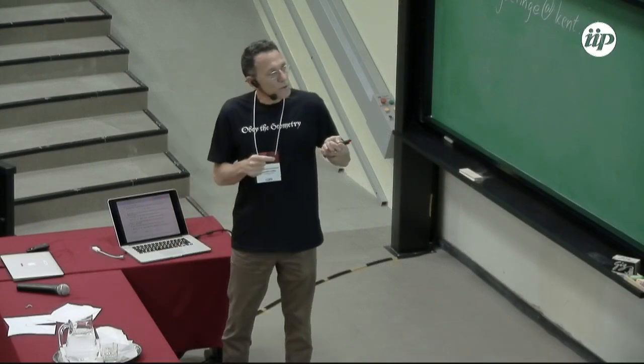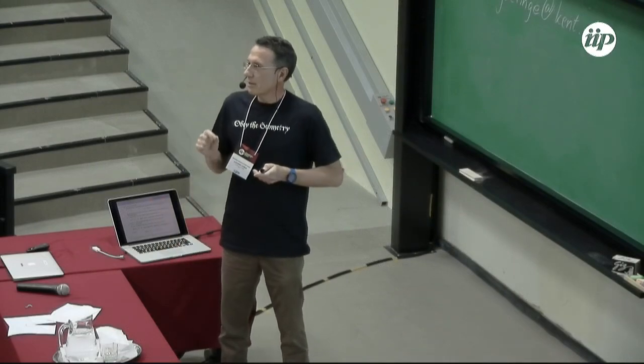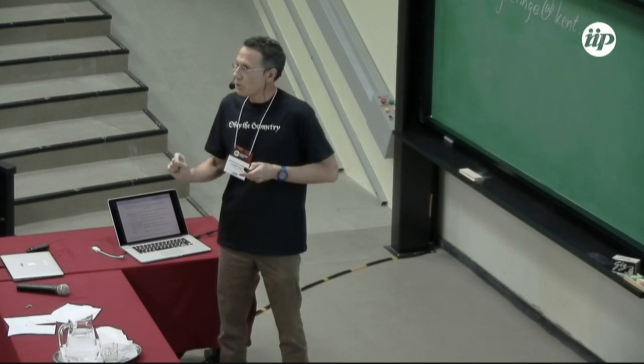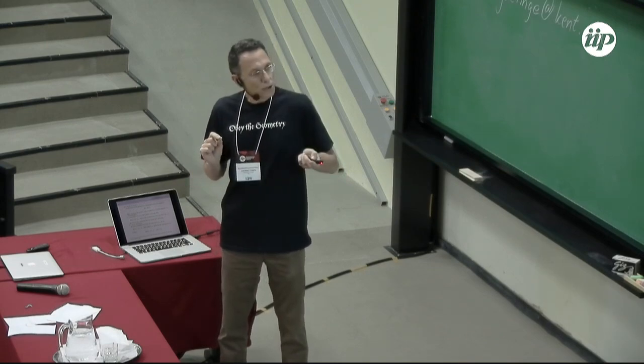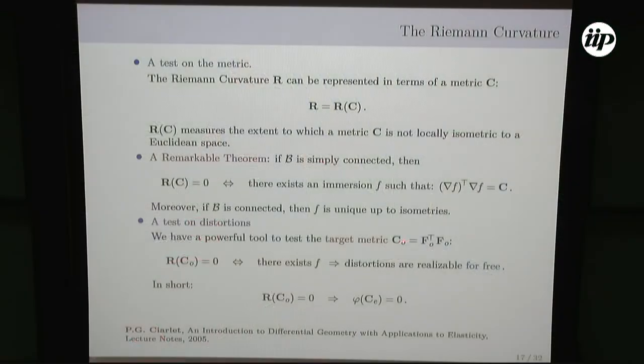And you can use this theorem to test the compatibility of distortion. So I give you a distortion, F0. I compute the target metric, F0 transpose F0. And then I test this target metric. So I compute the Riemann curvature related to this metric. And if I get 0, then that target metric is realizable. And so I have a change of shape for free.